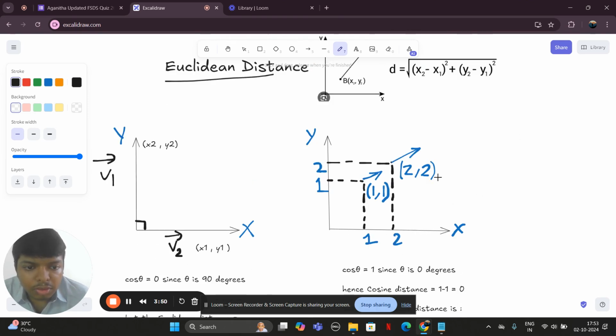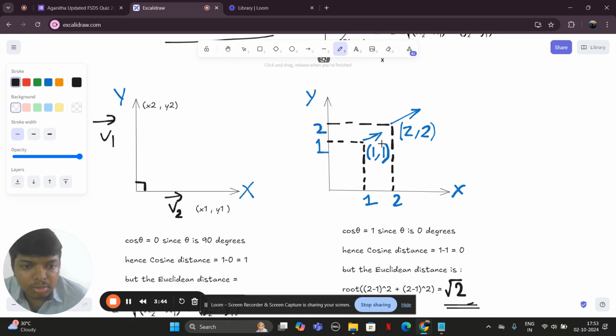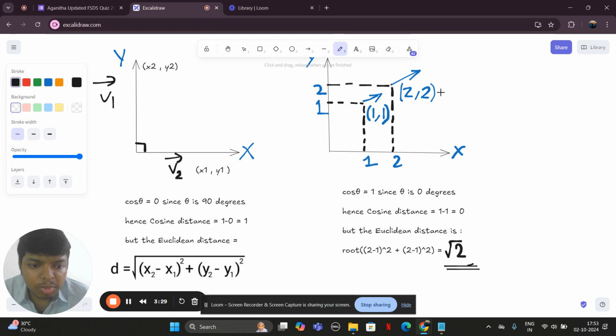In the second scenario, we have two vectors (2, 2) and (1, 1) in the xy plane, and since both of them are pointing in the same direction, the angle between them is 0 degrees, and in this case cos theta is equal to 1. Hence the cosine distance is equal to 0, but the equilibrium distance is equal to the square root of (2 minus 1) squared plus (2 minus 1) squared, equal to root 2.